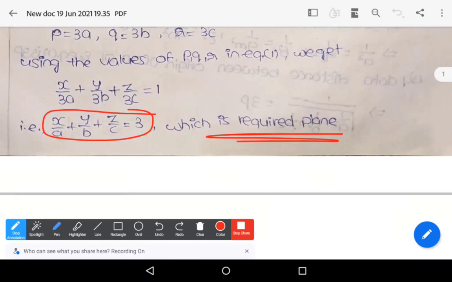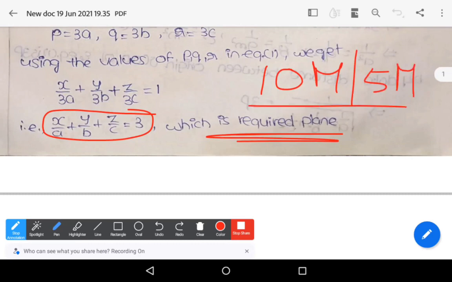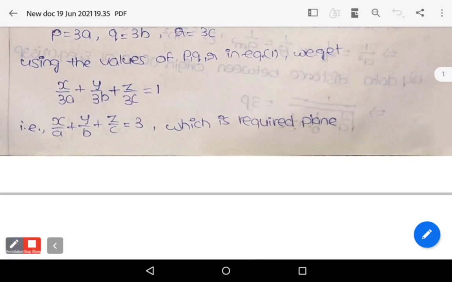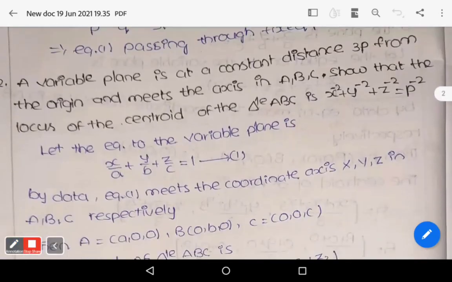the required plane. This problem is very, very important for the 10 mark section as well as for the 5 mark section. It is important for both sections and it is a repeated question for your examination. Let us see the second question.